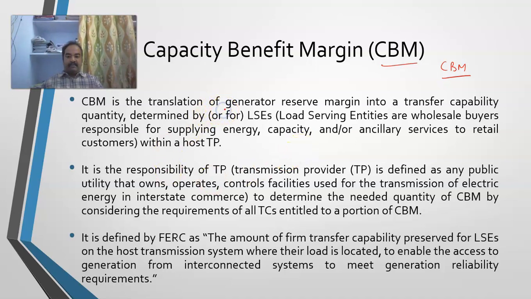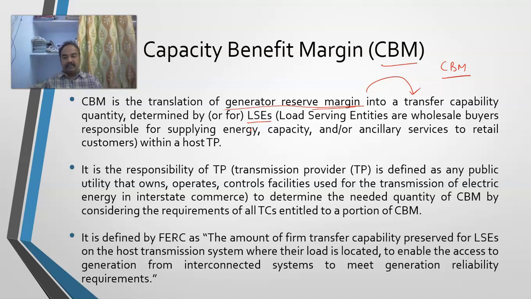CBM is the translation of generator reserve margin, because sometimes in power systems the generation may not be able to meet the demand. Suddenly the demand may spike, so you should rush in to balance your power system. In that case, the independent system operator tries to maintain some sort of reserve. To maintain this reserve, you should keep some transfer capability separate, such that a sudden rise in demand can be addressed. So CBM is a translation of generator reserve margin into a transfer capability quantity, which is normally determined by LSEs.